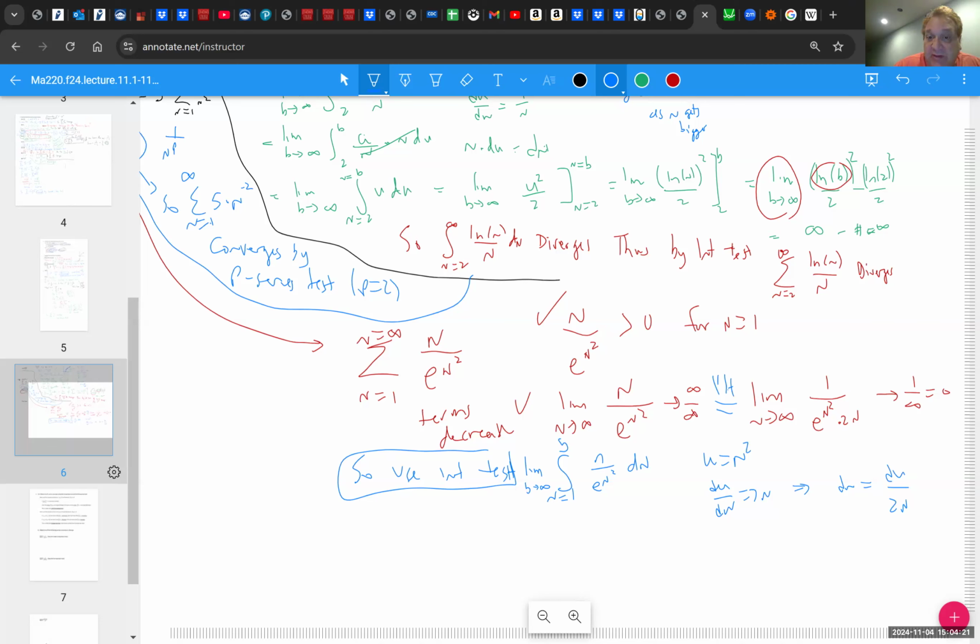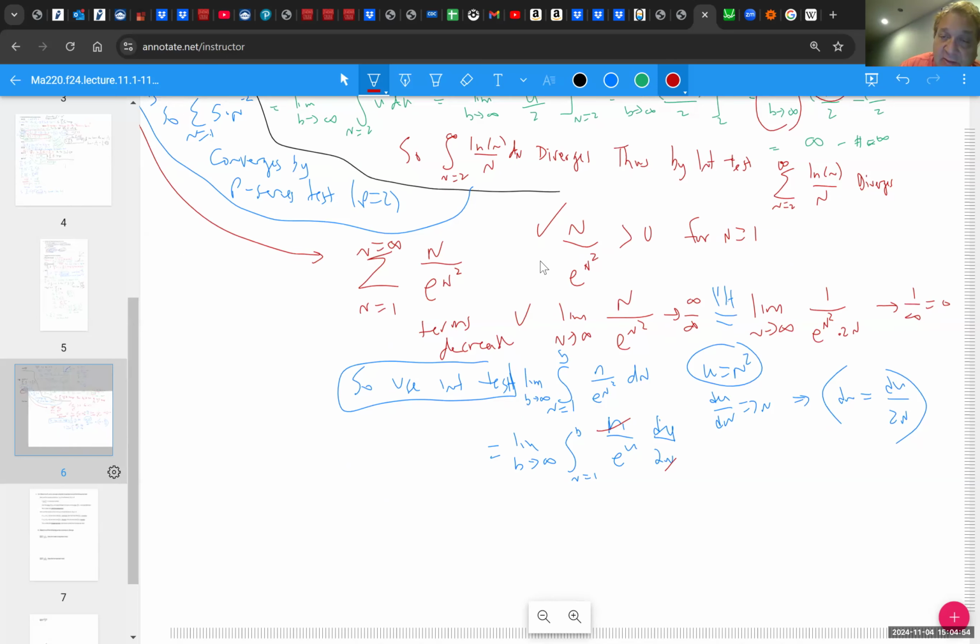And doing my substitution, this becomes a limit as b goes to infinity. I have my n values here. I have n over e to the u, because n squared is equal to u. So instead of e to the n squared, I have e to the u. dn is du over 2n. So we have this nice division of the n's, and the 2 we can write outside of the integral sign because it is a constant being multiplied and therefore does not affect the integral.